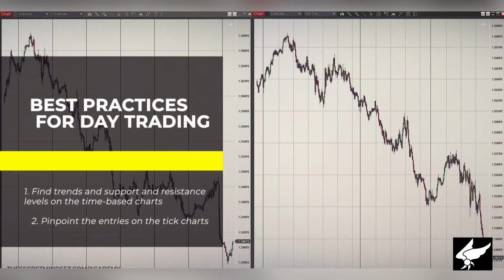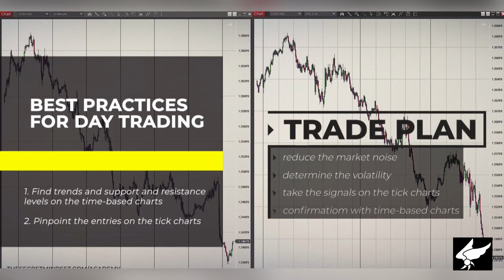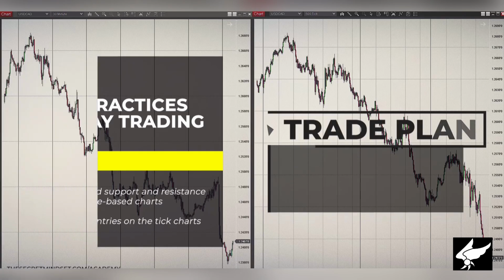A common technique used by traders is to spot trends and support and resistance levels on the time-based charts and pinpoint entries on the tick charts. This way, you reduce the market noise, determine the volatility, and take the signals on the tick charts while confirming the movement with the help of time-based charts.